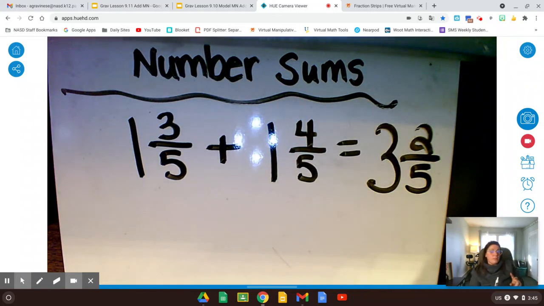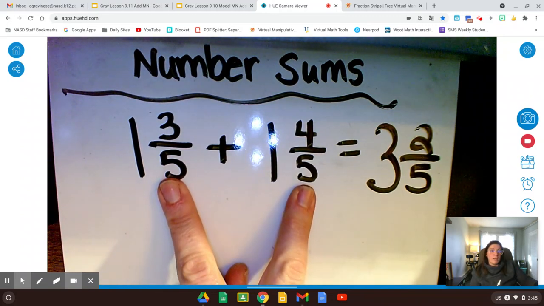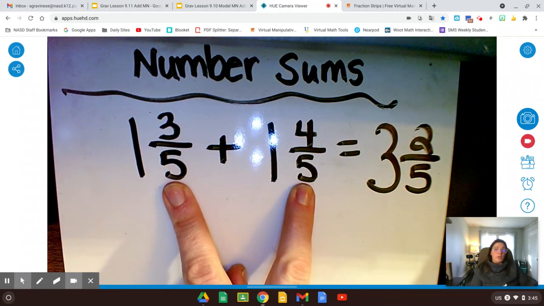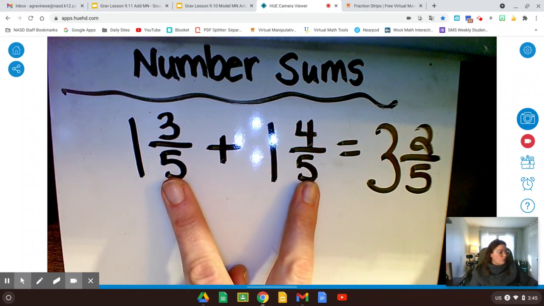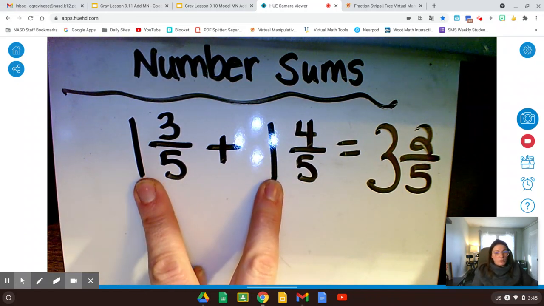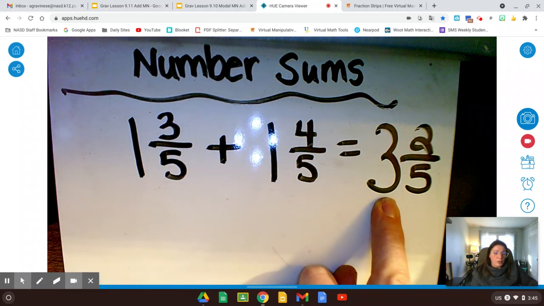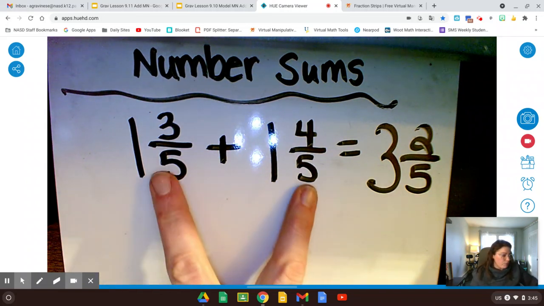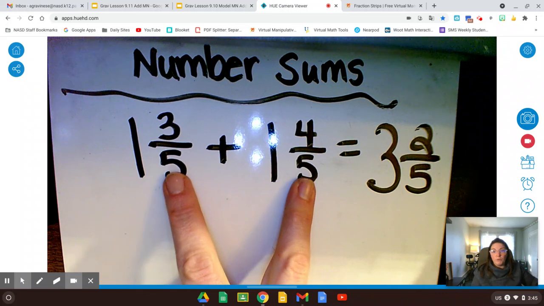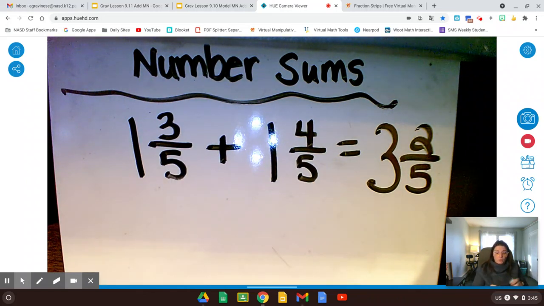Now, this one I didn't have to trade too many times. I had a common denominator. So when I traded, it was just to kind of regroup. So for this question, again, 1 plus 1 equals 2, but notice we get 3. And we get 3 because these two fractions equal more than 1 whole. So we had to carry over.